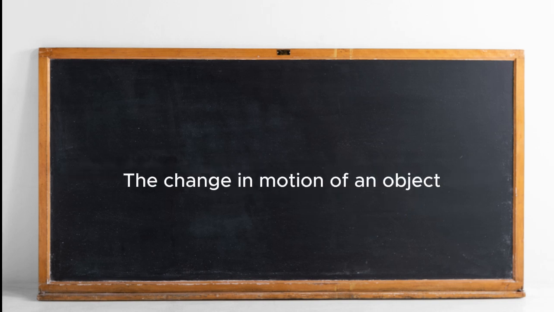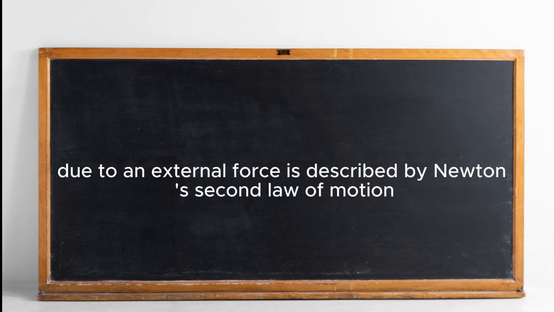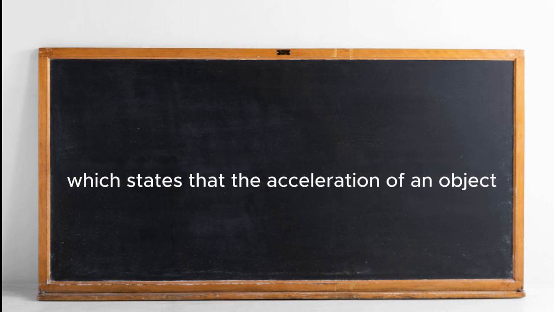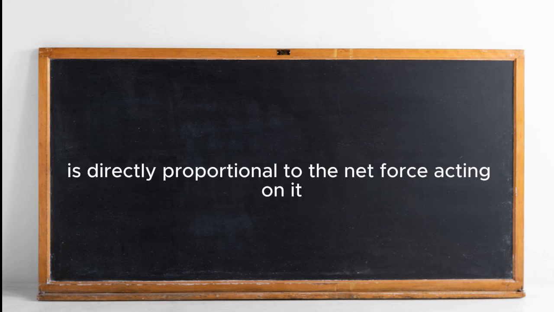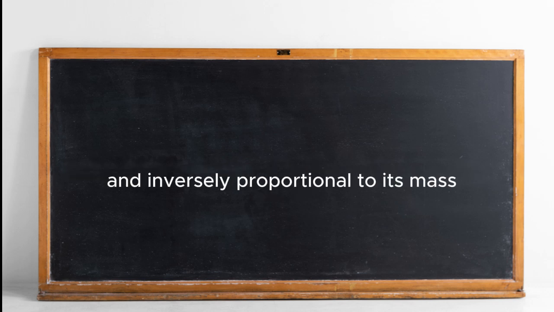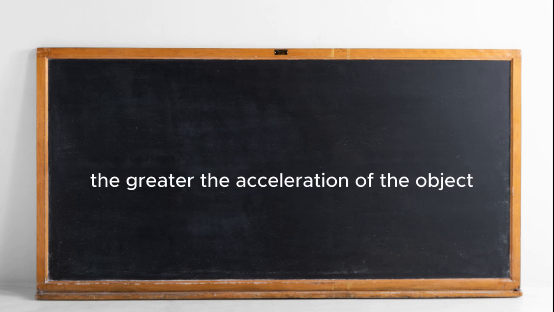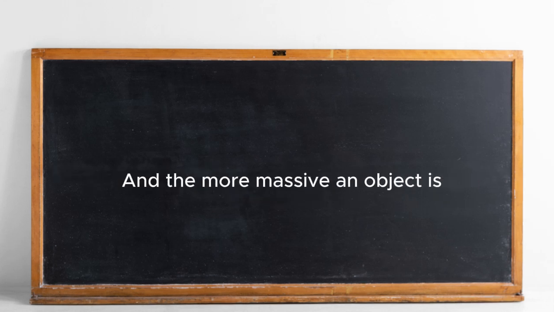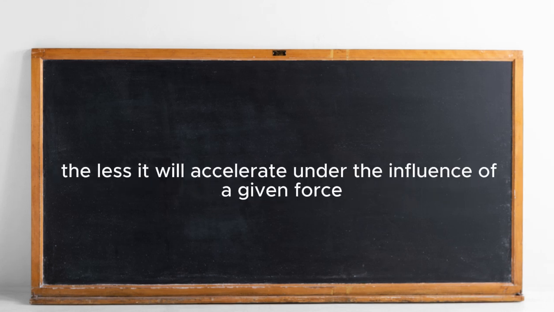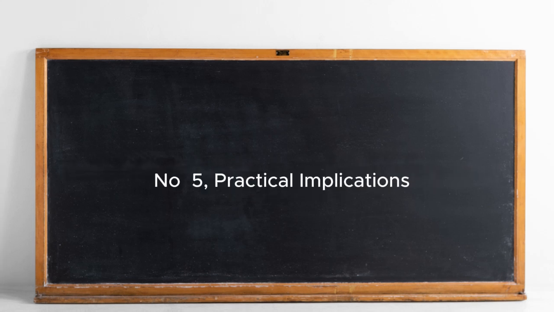The change in motion of an object due to an external force is described by Newton's second law of motion, which states that the acceleration of an object is directly proportional to the net force acting on it and inversely proportional to its mass. This means that the greater the force applied to an object, the greater the acceleration of the object. And the more massive an object is, the less it will accelerate under the influence of a given force. No. 5. Practical implications.